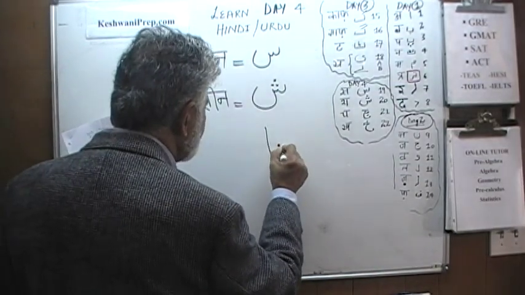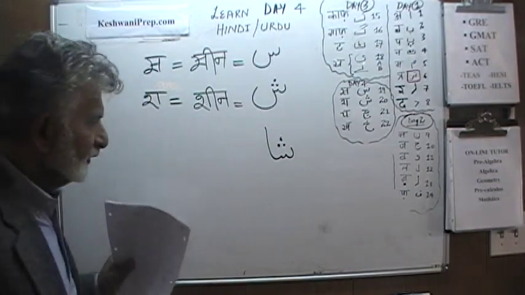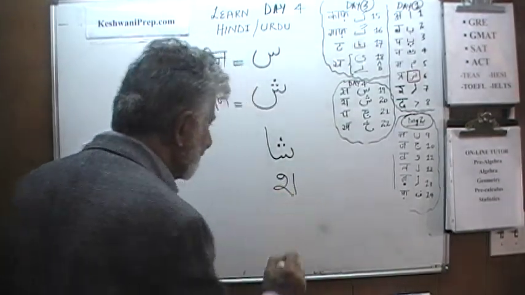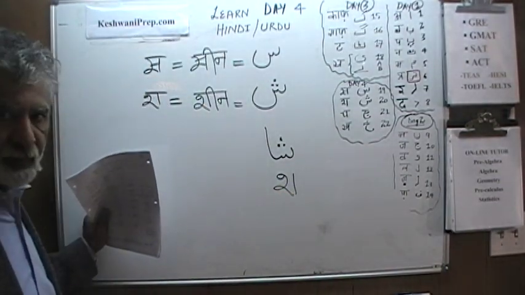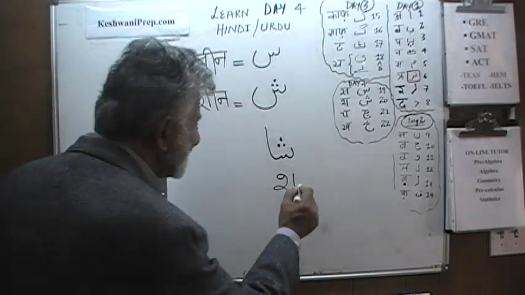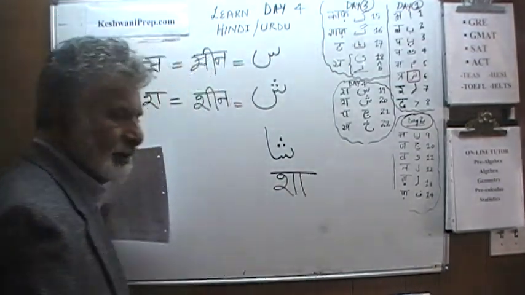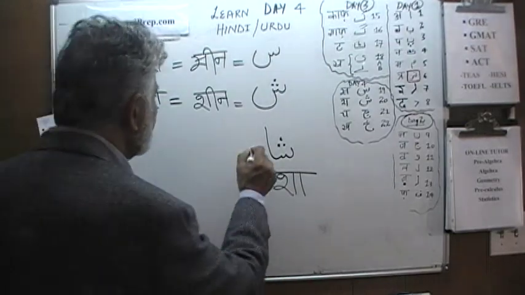So this time we have sha. This is a sha. Remember, this part up to here is sha. Then we have to put a ki matra. So it takes a second line. That's a sha. Sha. Ma.